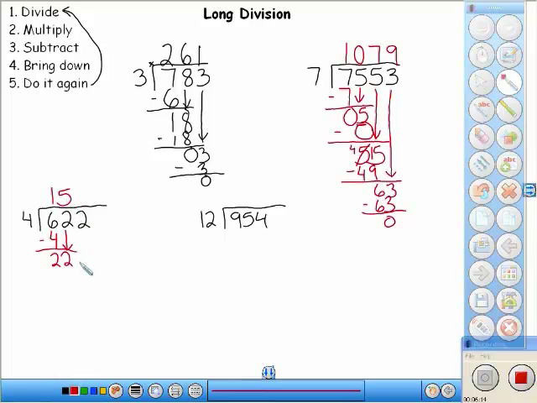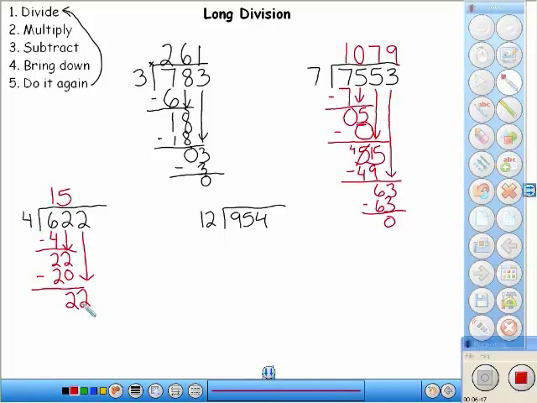Because 5 times 4 is 20. 20 is less than 22. 6 times 4, excuse me, 6 times 4 is 24, which is too big. It doesn't fit into 22. So we know it's 5 times. Then we're going to multiply. 5 times 4 is 20. Next step is to what? Good. We're going to subtract. 22 minus 20 is 2. Our next step is to bring down. So we're going to bring down that 2, and we're going to do it again.